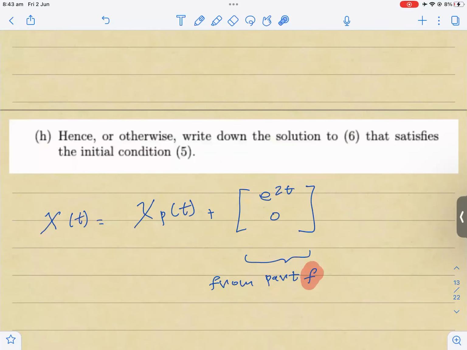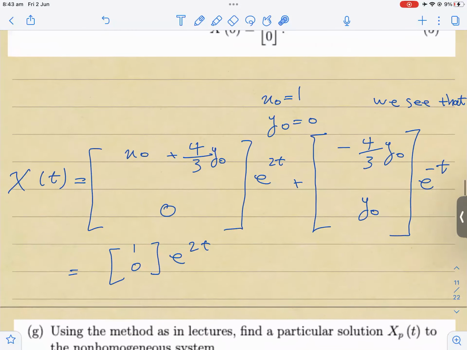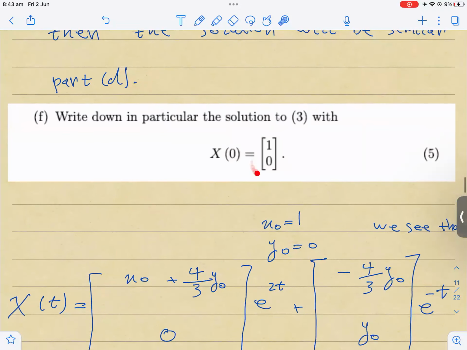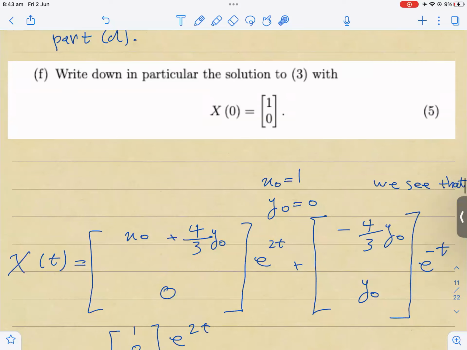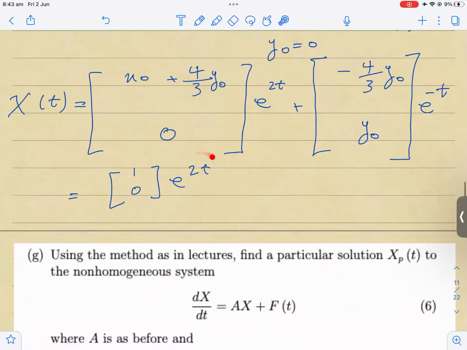So this guy, they write the homogeneous part, but for the homogeneous part, x(t), xp plus this guy. And the homogeneous part comes from 1, 0. Now, this guy. The homogeneous part is something, but we have a particular condition for the constant, x0 and y0. So we apply that and we obtain this. This is the homogeneous solution.